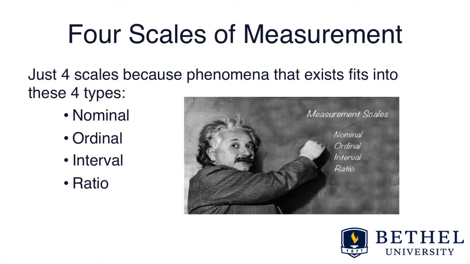So let's talk about this idea of scales of measurement. There really are just 4 scales of measurement because phenomena that exist fit into these 4 types. And we're going to take a look at each one of these 4 types so that you are solid in your understanding of how this works. Those 4 types are nominal scales of measurement, ordinal, interval, and ratio.